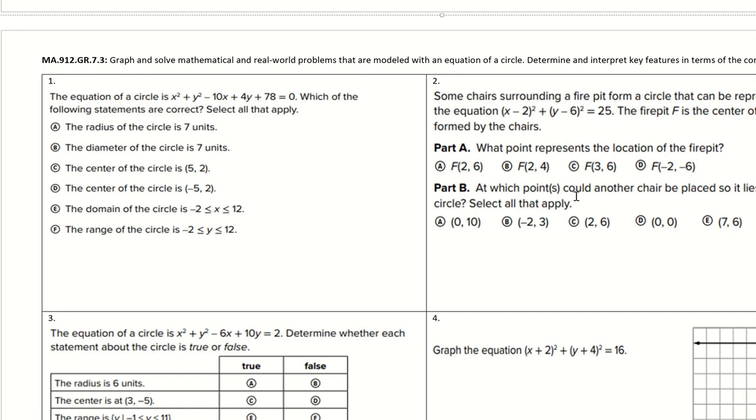So we're going to do the EOC review, part 7. This should be the last part in the series, so we'll be able to finish the rest of the packet.